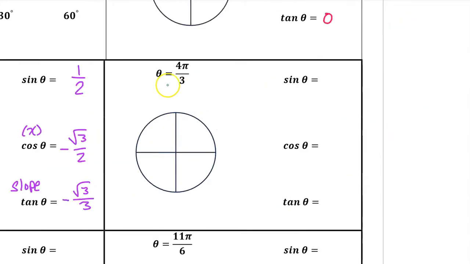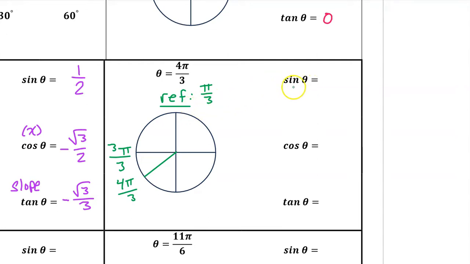For the next problem, theta is 4 pi over 3. What quadrant is this in? Remember, pi can be thought of as 3 pi over 3. Therefore, 4 pi over 3 will be one multiple past this. So 4 pi over 3 will be right here in the third quadrant. What is the reference angle? Well, 4 pi over 3 is a multiple of pi over 3. So pi over 3 is the reference angle.